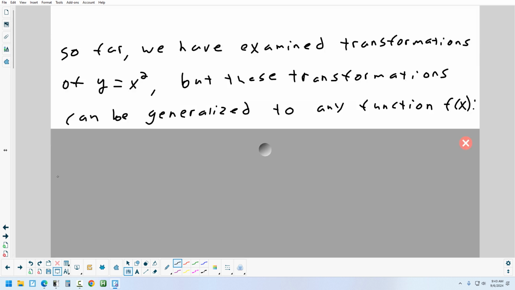All right, so the transformations. I've told you yesterday, we're going to study transformations many, many times. We're going to study them with every single function that we look at all year. So we did them specifically with quadratics, but the transformations I taught you yesterday, they apply to any function.